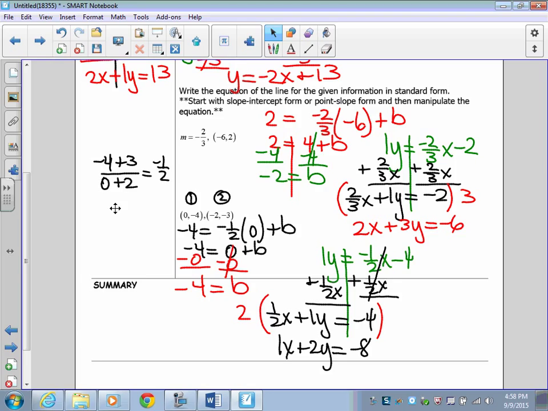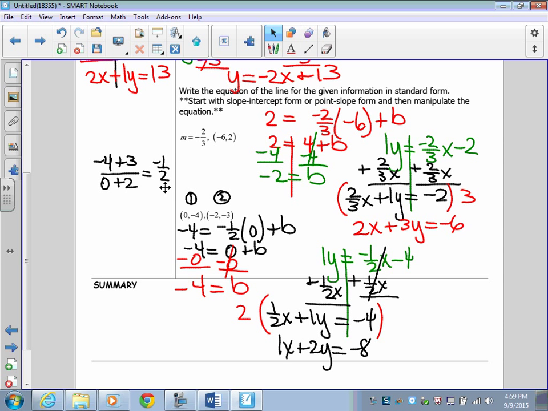And now I'm moving to my x1 and my x2. My x1 is 0 and my x2 is negative 2. But negative and negative give you a positive. That's why I have a plus 2. Negative 4 plus 3 is negative 1. 0 plus 2 is 2. So my slope, or my m, is negative 1/2.